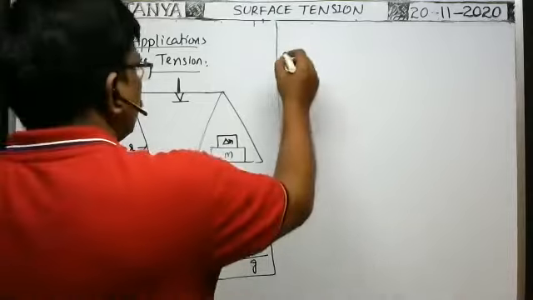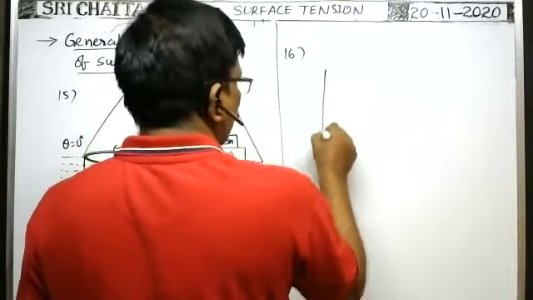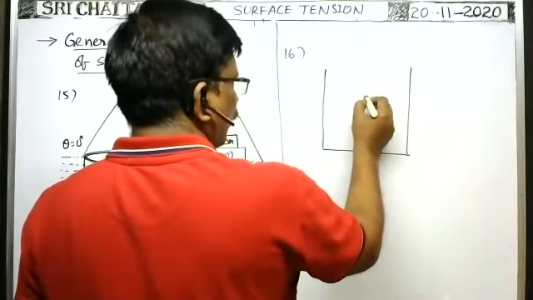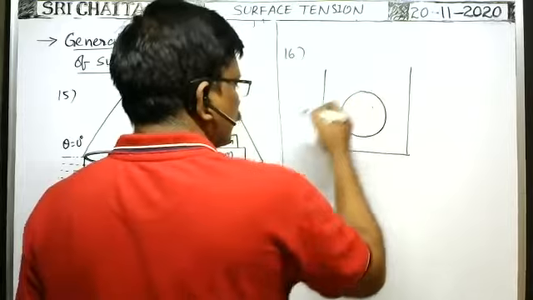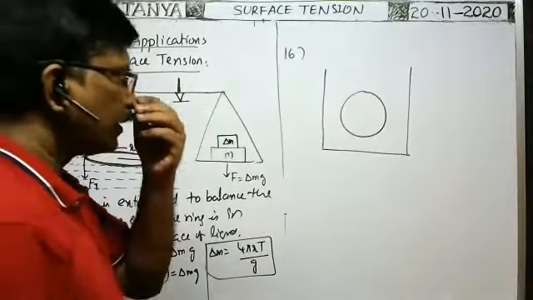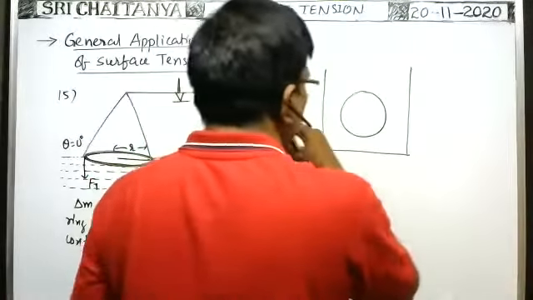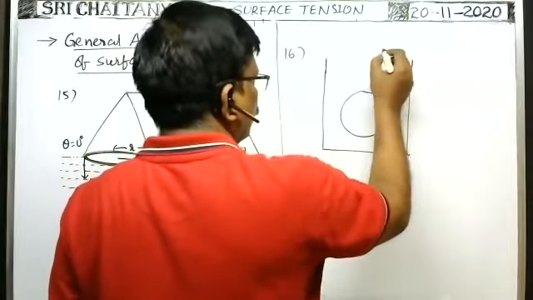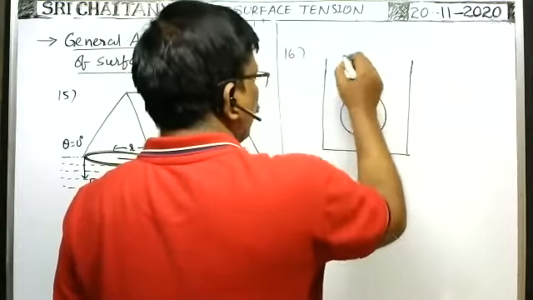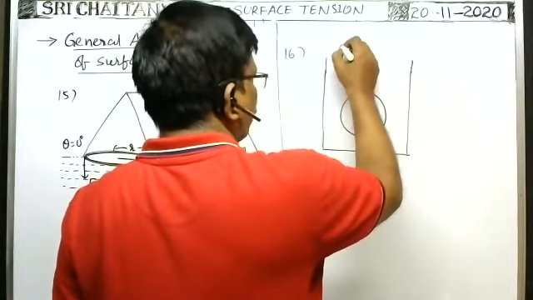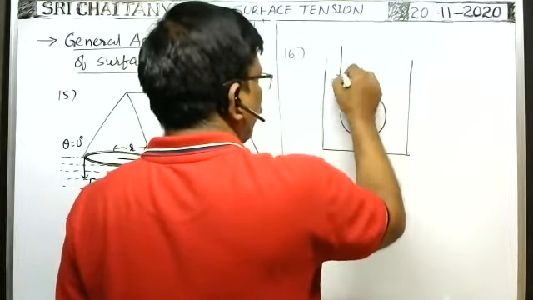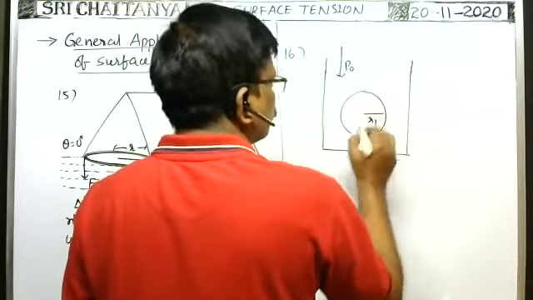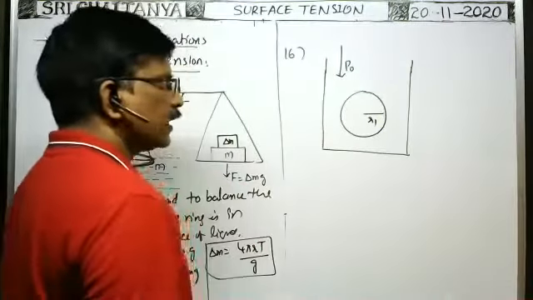Okay, here, the 16th one. In a cylindrical vessel, some air is there. Here, one bubble is produced in the cylinder. Initially, whenever atmospheric pressure acts on the bubble, the radius of the bubble is R1.